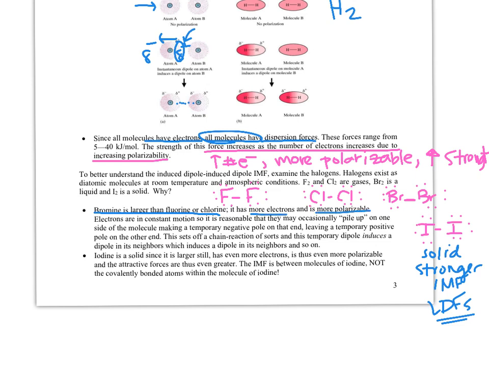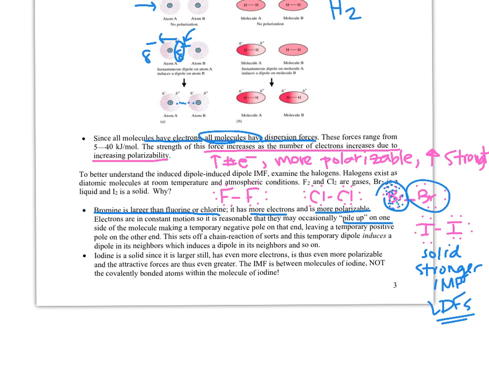Electrons are in constant motion, so it's reasonable that they could occasionally pile up on one side of the molecule. For example, when we see these two atoms together, we might see that the electrons get piled up more on this side of the molecule.